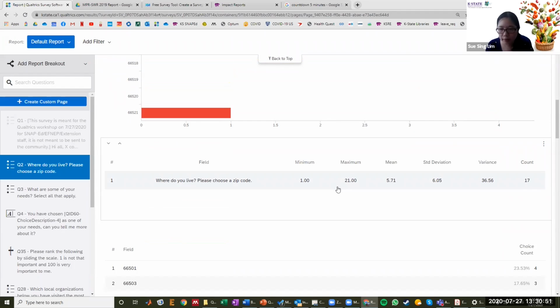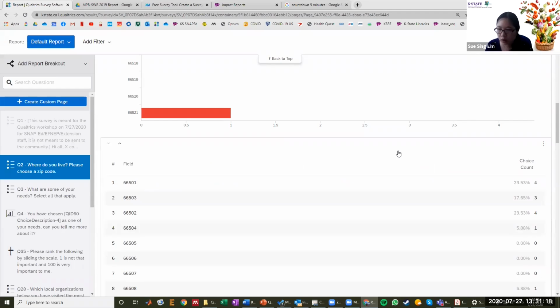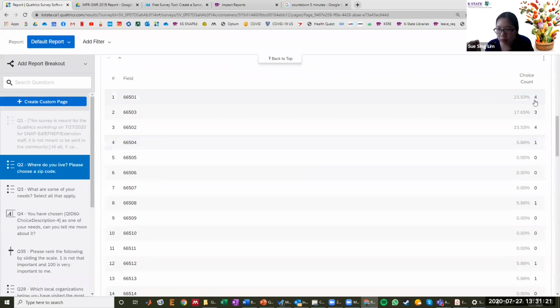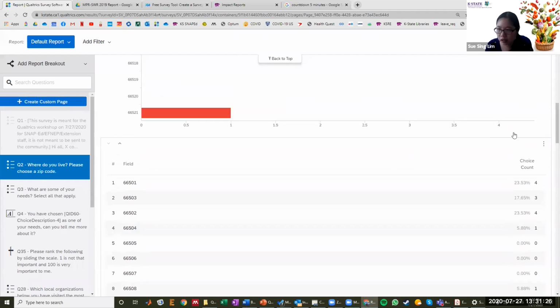This is where sometimes they give out some tables that don't make any sense. For example, if you choose zip code, you don't really care about what the minimum number is and what the maximum is. So this one kind of depends on your statistics knowledge, or if you feel like, I don't think I need this, you just remove it. Here's a table about how many people are living in each zip code.